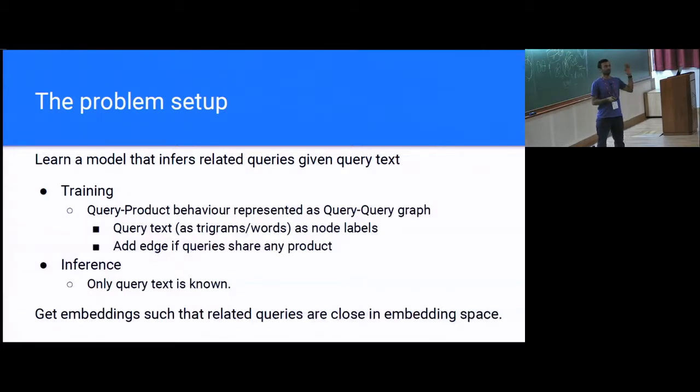You'll have all this past data about searches, but during inference, you only have a new query text. You don't know the related queries. So you don't know the edges that the new node will make to existing nodes in the graph. And that is what we are trying to solve. The basic approach we are using is we are going to come up with embeddings such that related queries will end up being close in the embedding space. So the two iPhone-related queries in the example that I mentioned will end up being close in the abstract real vector space.